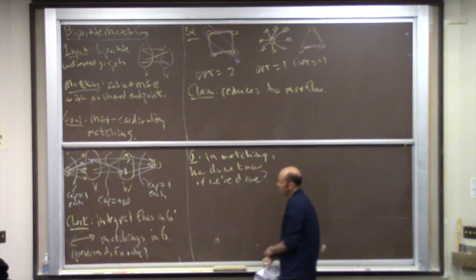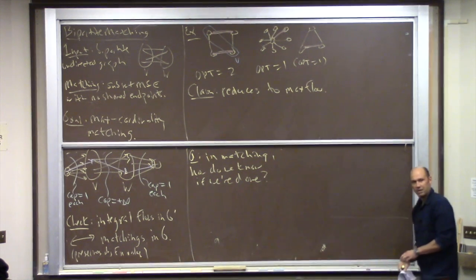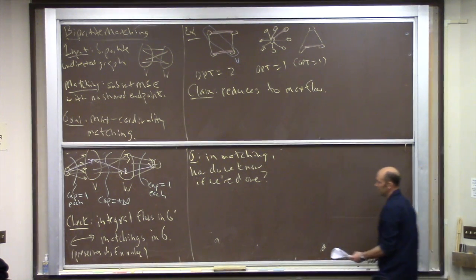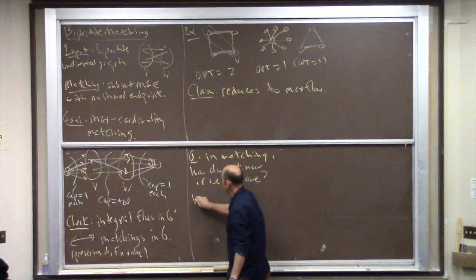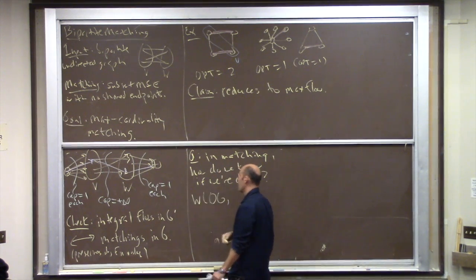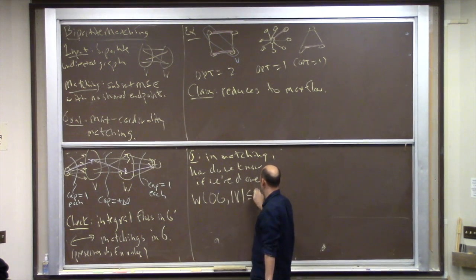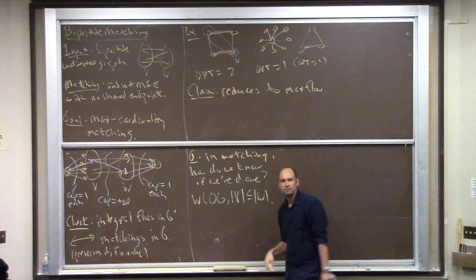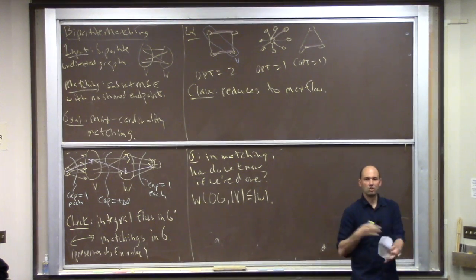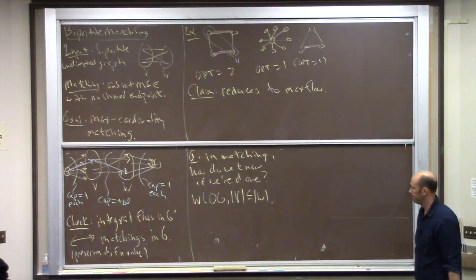So there's a very, very clean answer to this question. It's really just one of the most beautiful theorems in elementary combinatorics. So let me tell you about it. I'm going to assume that the left-hand side is the smaller side. Okay? This is without loss of generality. I can always exchange V and W beforehand if I want.